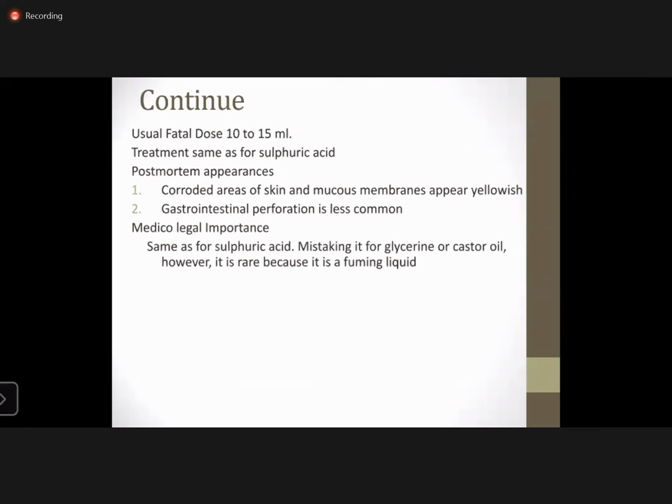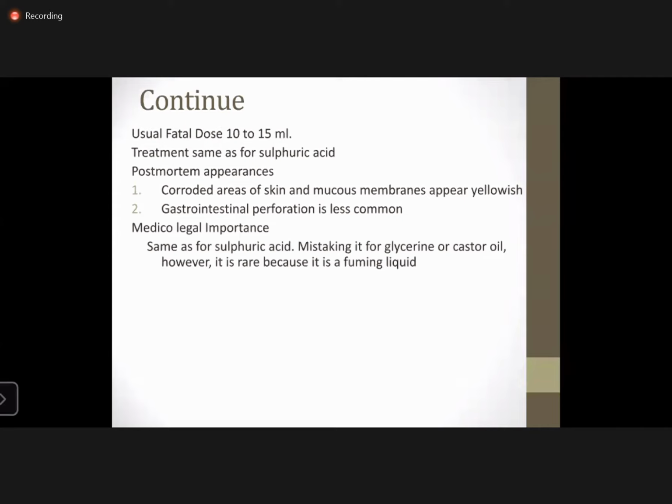Because it is fuming, a lot will be absorbed through the respiratory tract, and when it is inhaled, you see lacrimation, photophobia, cough, nervousness, and dyspnea, which will be more commonly seen in nitric acid poisoning compared to sulfuric acid.